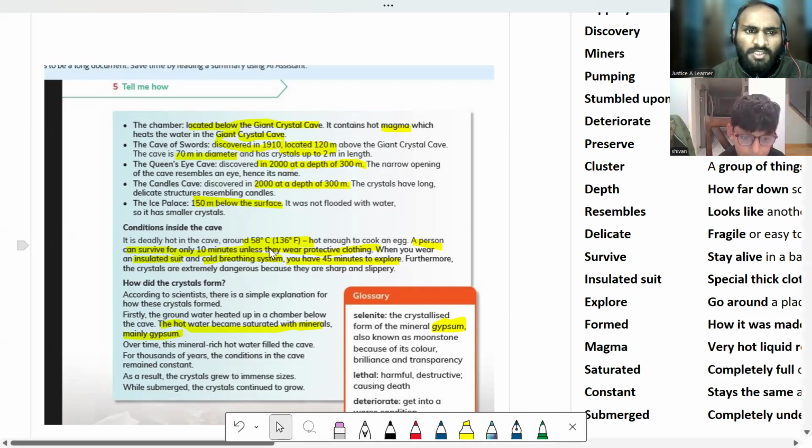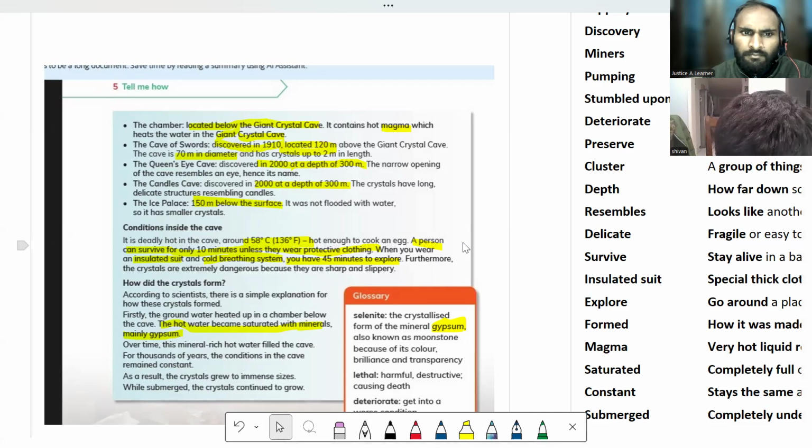Now, conditions inside the cave. It is deadly hot in the cave, around 50 degrees Celsius, 136 degrees Fahrenheit. Hot enough to cook an egg. A person can survive for only 10 minutes unless they wear protective clothing. When you wear an insulated suit and a cold breathing system, you have 45 minutes to explore. Furthermore, the crystals are extremely dangerous because they are sharp and slippery.